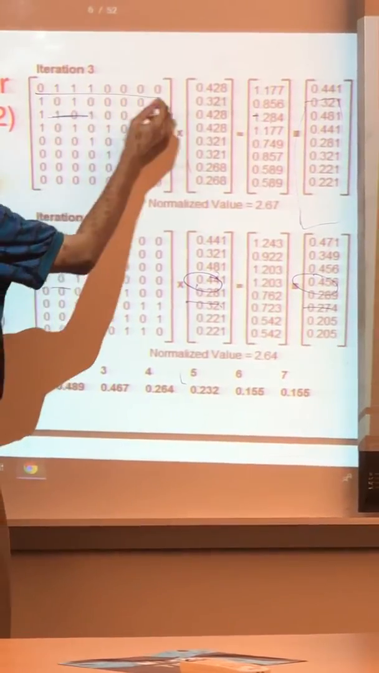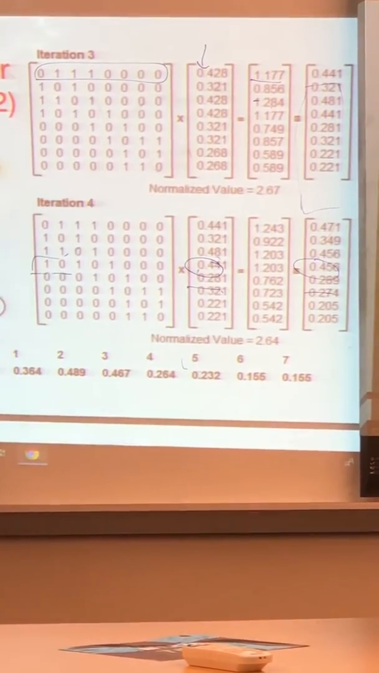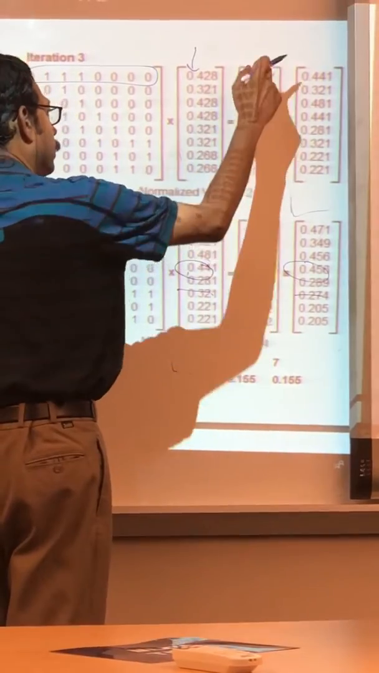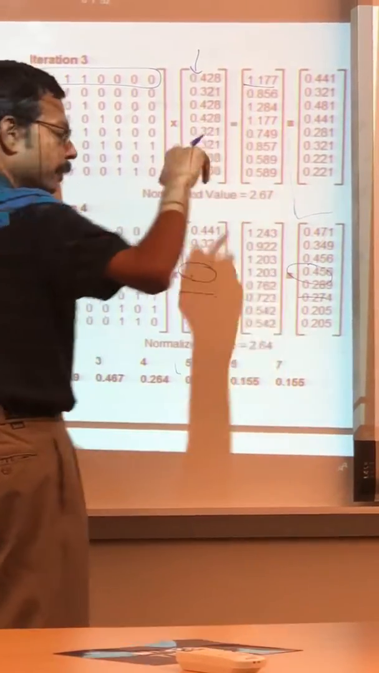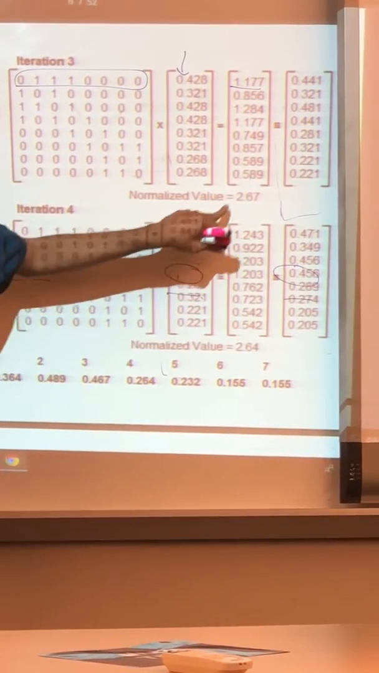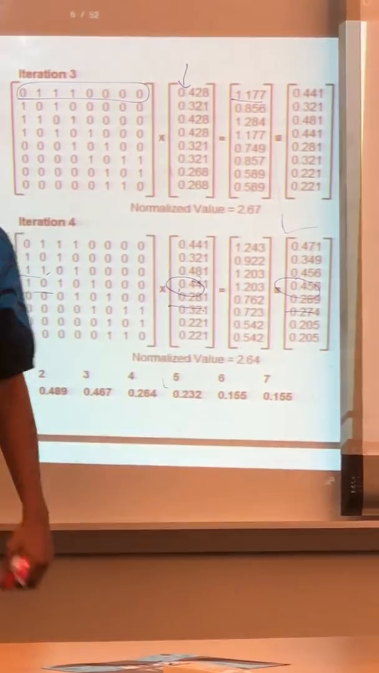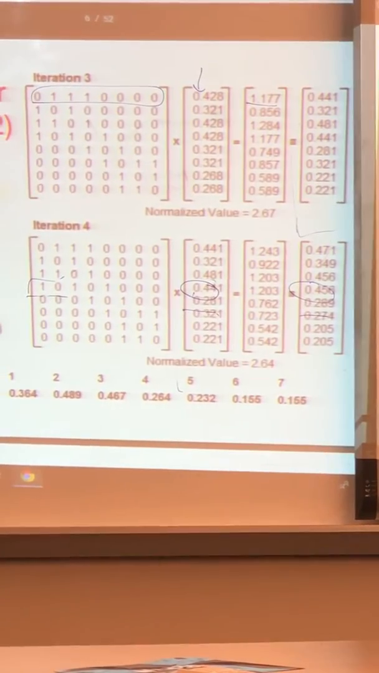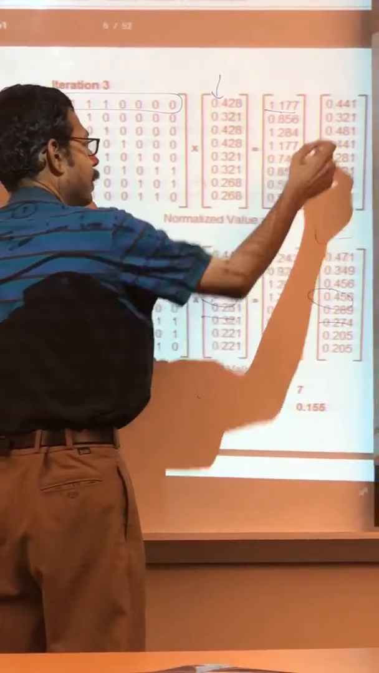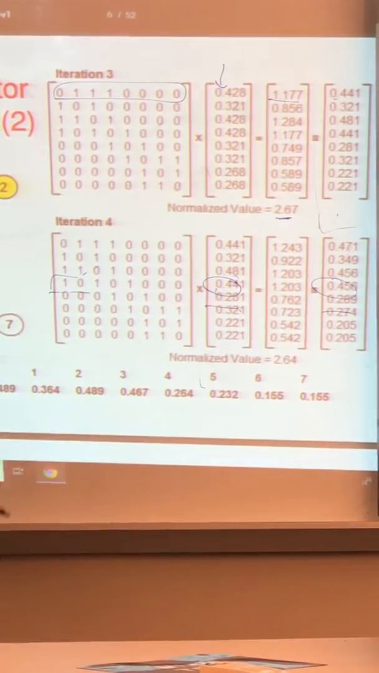Multiply this row with this column vector to get this 1.177. And once you get the column vector, find its normalized value. So square these entries, sum the squares, and take the square root of the sum of the squares. That comes out to be 2.67. You see it was 2.59 in the previous iteration, it is now 2.67. So again divide each entry by 2.67 to get the normalized column vector. So continue the iterations like that.